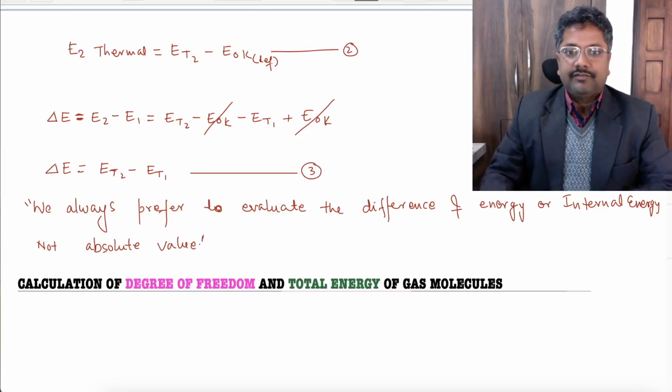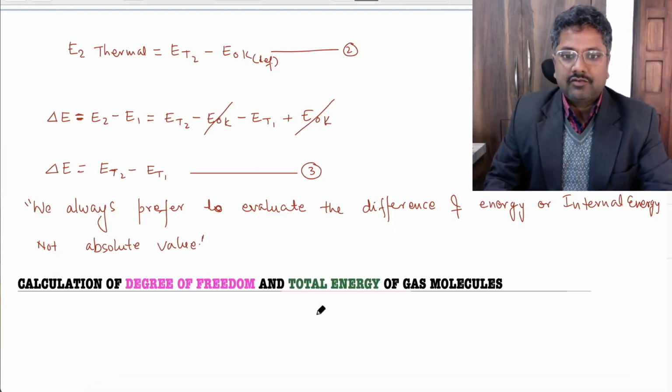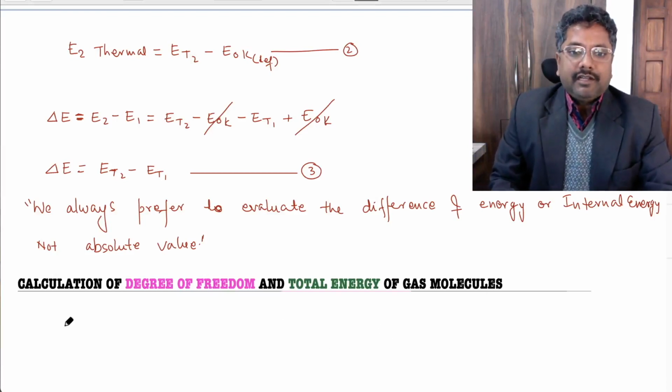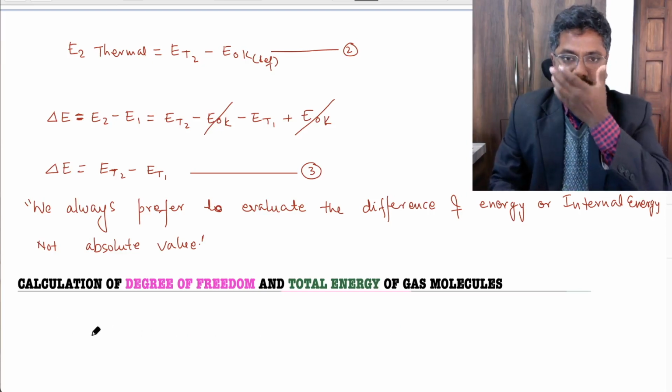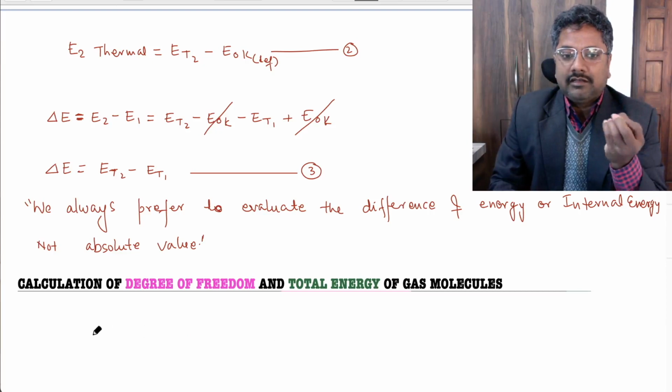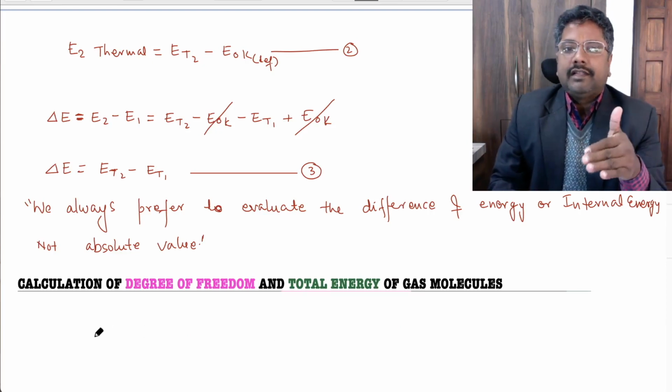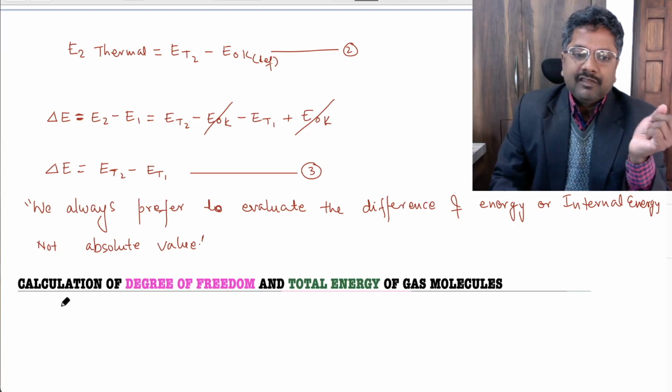See, calculation of degree of freedom and total energy of gas molecules, right? See, degree of freedom for gas molecules. Suppose that a molecule has a number of atoms. A molecule may be monoatomic, diatomic, triatomic, polyatomic, right?